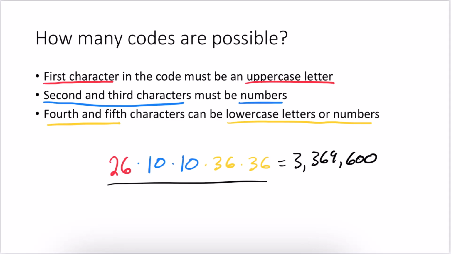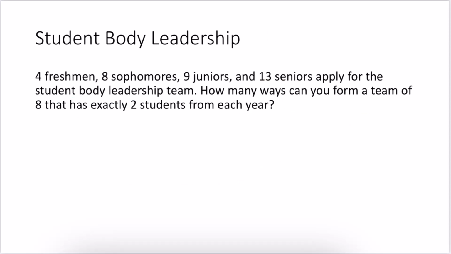And so that's how you would calculate that. You might also have some situations where you'll be using combinations, but you'll be using multiple combinations. So let's say, for example, that you had 4 freshmen, 8 sophomores, 9 juniors, and 13 seniors apply for the student body leadership team. And you want to figure out how many ways you could form a team of 8. So the leadership team has 8 people in it, so that you have exactly 2 students from each grade level.